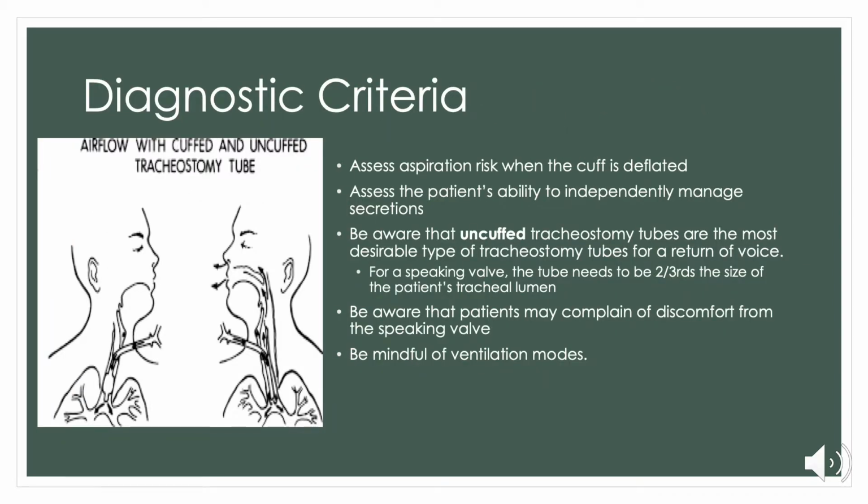Listed on this slide are different diagnostic criteria that are important to remember in patients who have a tracheostomy tube and/or are dependent on a mechanical ventilator who wish to receive a speaking valve. Tracheostomy tubes are adjusted to each patient's size and physiological limits. If the patient is wishing to receive a speaking valve, ensure their tracheostomy tube is 2/3 the size of their tracheal lumen. Additionally, the type of tracheostomy tube that exhibits the best results are the uncuffed tracheostomy tubes.